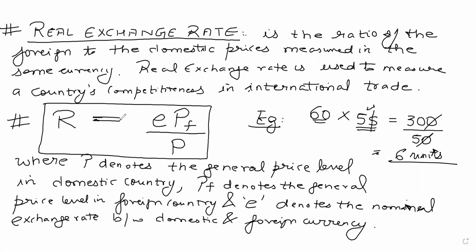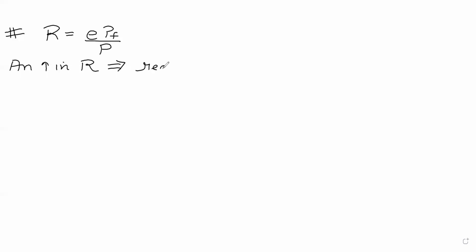Okay, now let us talk about the concept of real depreciation and real appreciation. So if I just write the formula again for completeness, R is equal to E PF by P. Okay, so we can say that an increase in R implies real depreciation.